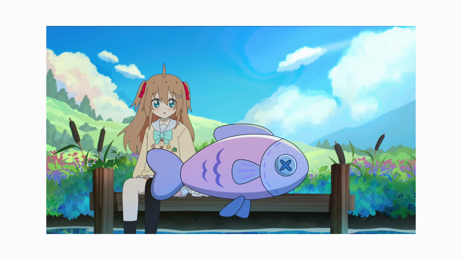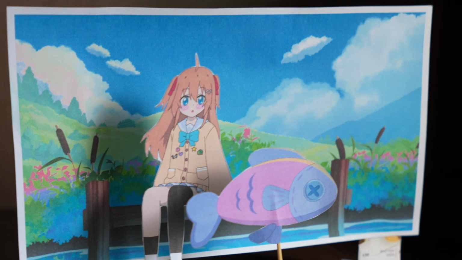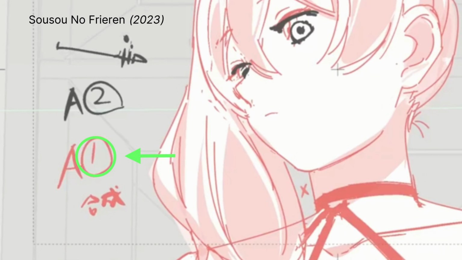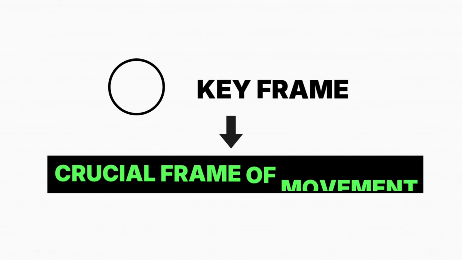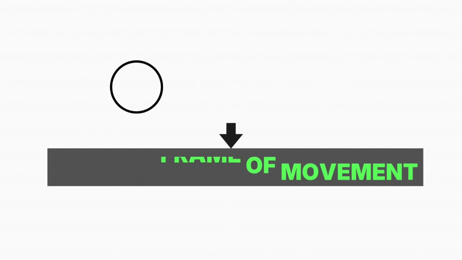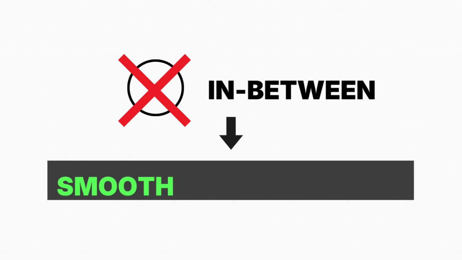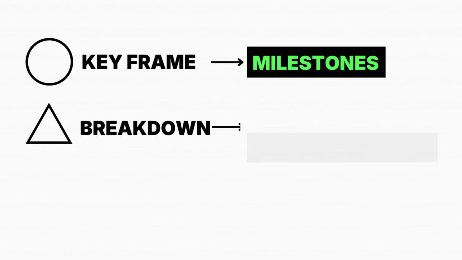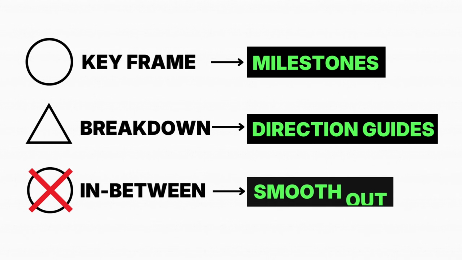For example, in this shot, if we separate everything into layers, we get 3 in total. The background, layer A, Nero, and layer B, the fish. Now, what about those geometric symbols? They usually indicate 3 types of drawings. A circle marks a keyframe, the most important frames in a cut. No symbol means an in-between, the drawings that smooth out the motion between keyframes. And a triangle represents a breakdown, also placed between keyframes, but used to define the direction and structure of the movement. So keyframes are the milestones, breakdowns are the direction guides, and in-betweens are what smooth everything out.